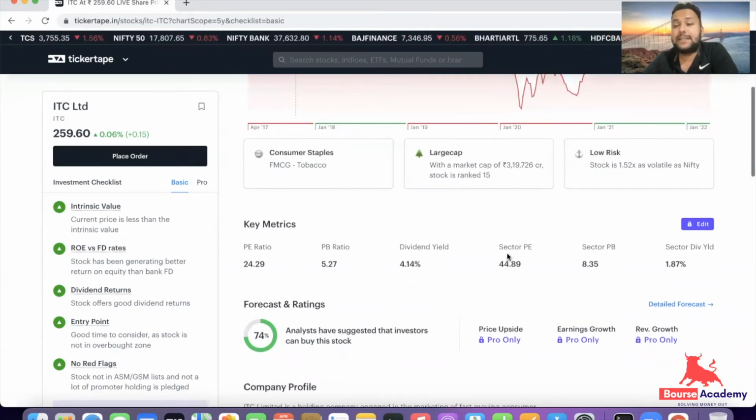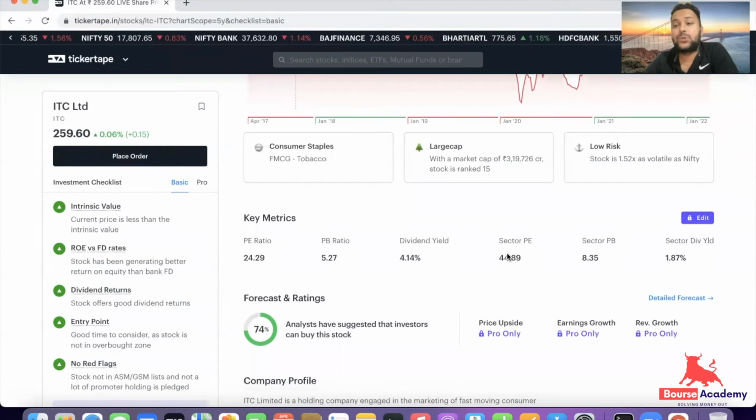If you can see the sector PE, what is it? So sector PE is the total PE for the sector. For example, there is a stock which is in the tobacco sector, or a stock which is in the FMCG sector. There is another stock in the pharma sector, another in the IT sector, another in the energy sector, and another in the metal sector. So there are multiple stocks in the markets that are in different sectors.